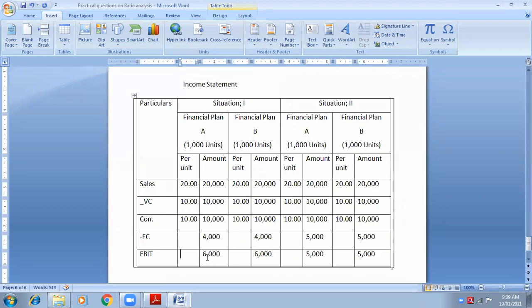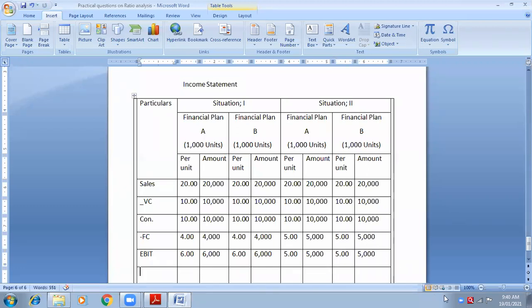How to find per unit? अमाउंट डिवाइड बाय नंबर ऑफ यूनिट, 1,000. So 6,000 divided by 1,000 is 6 per unit. And 5,000 divided by 1,000 would be 5 per unit. Same with this fixed cost. 4,000 divided by 1,000 is 4 per unit. And 5,000 divided by 1,000 is 5 per unit.